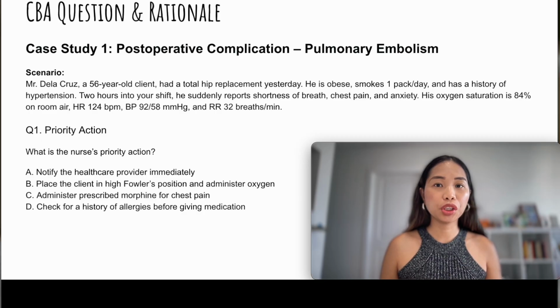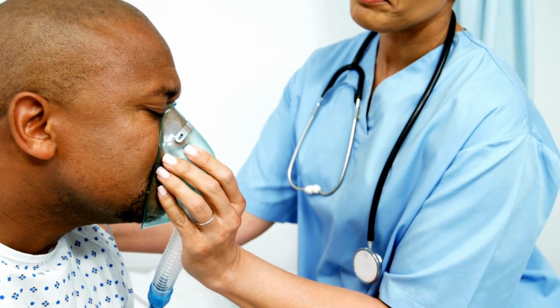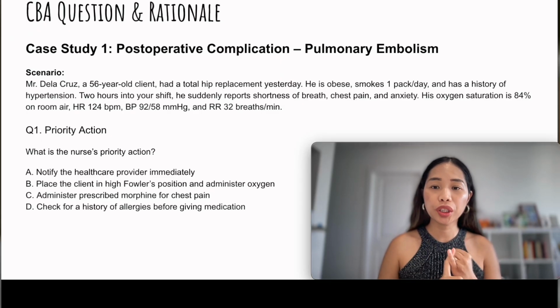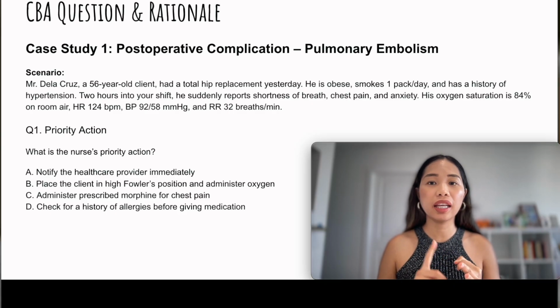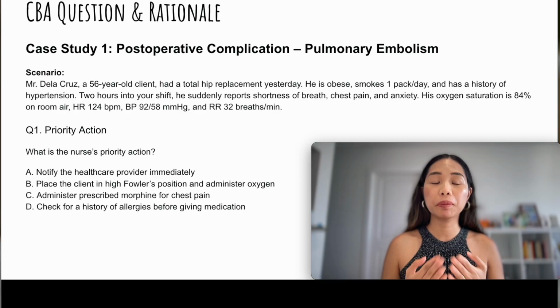So looking at your choices here, without oxygen, the client won't survive for very long for any other intervention. So the right answer here would be letter B. Place the client in high Fowler's position and administer oxygen. This client is showing classic signs of pulmonary embolism. So look at the symptoms again: shortness of breath, chest pain, and anxiety. And pulmonary embolism is a life-threatening condition for patients who undergo orthopedic surgery.